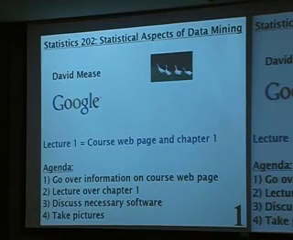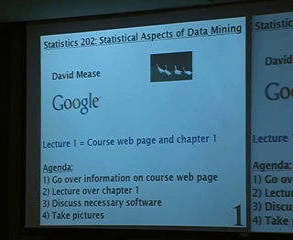And to that end, the outline for today is basically to go over the information on the course webpage, run through Chapter 1 of the textbook, talk about the textbook, and then talk about the software that we're going to be using for this class and how you can go about getting it. So unless there are any pressing questions before we begin, I'm going to start going through these slides.